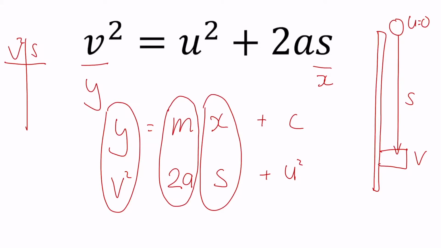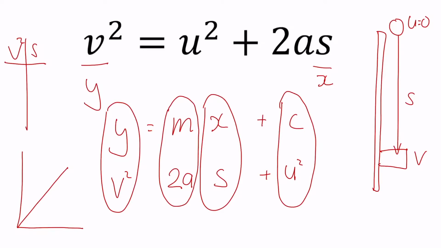That means that our gradient is going to equal 2 times the acceleration. And so if we plot a graph, and we find the gradient of that graph, we know that gradient is going to equal 2 times the acceleration. In this case, if we're dropping it from rest, we would expect u to be 0, therefore c should be 0, so we should end up with a straight line through the origin. So if you plot a graph of v squared against s, the gradient is going to equal 2 times the acceleration.